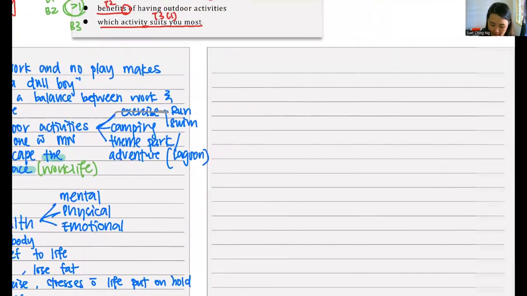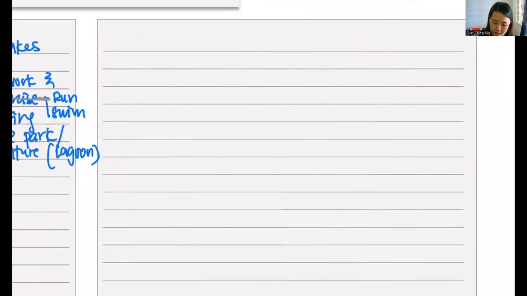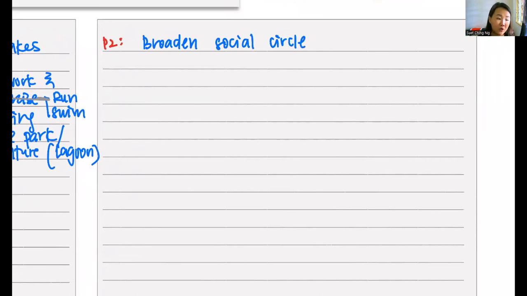Now, point number two, what can I talk about? Just now, Jeremy already said, right? Strengthen relationship. Point two, I think you can say one of 2 points. If you're talking about strangers, it can be broaden social circle. Right? You make new friends. So my elaboration would answer the question why. Why can you make new friends?